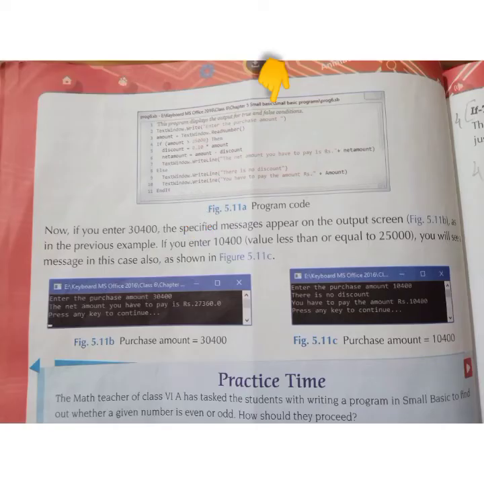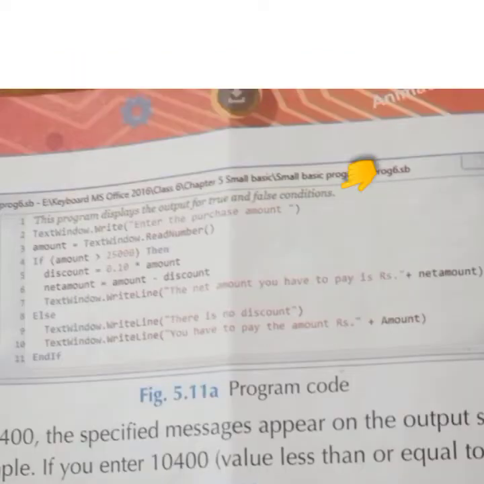The first line is a comment line: this program displays the output for true and false conditions. The second step is we are getting the purchase amount. So the system asks us to enter the purchase amount, so in the second line text window dot write of, within the double quotes I mentioned enter the purchase amount. Then the next statement, amount equal to text window dot read number of, so I am getting the amount value from the user, so I mentioned here the read number of method. That value I am storing in the amount variable.